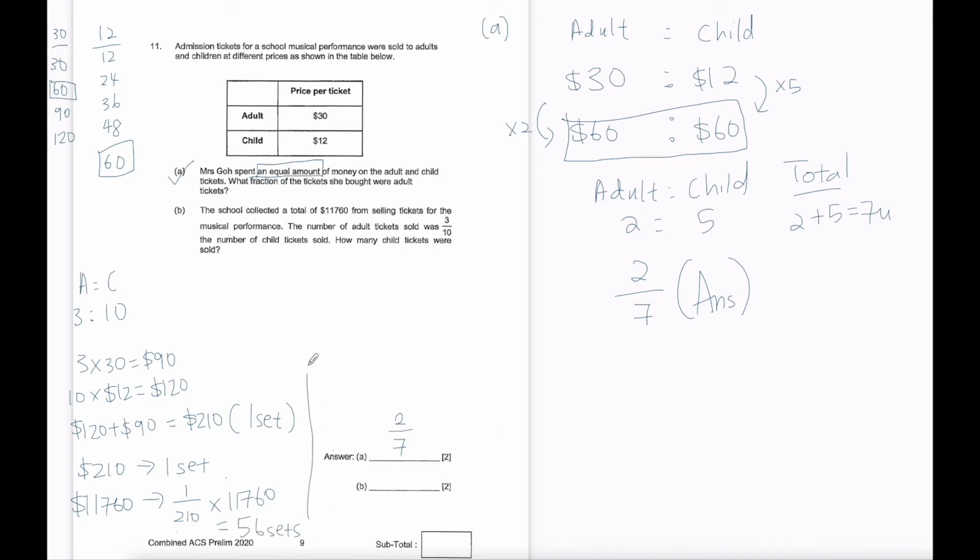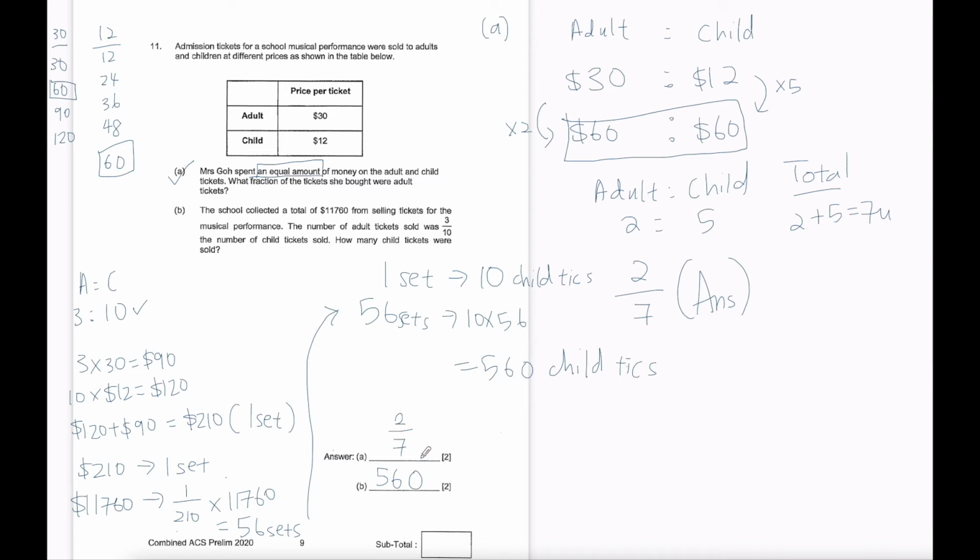Okay, so let's continue here. How many child tickets were sold? So in one set, there are how many child tickets? 10. Okay, 10 child tickets. And I have 56 sets. So what I need to do is to take 10 times 56. I'm going to get 560 child tickets. And that's my answer, 560.